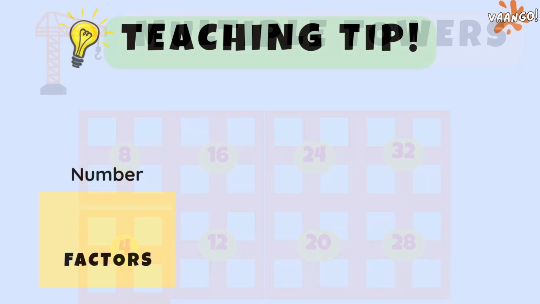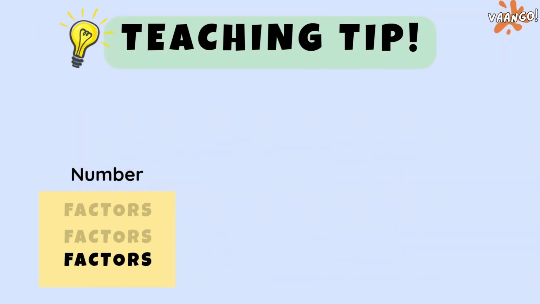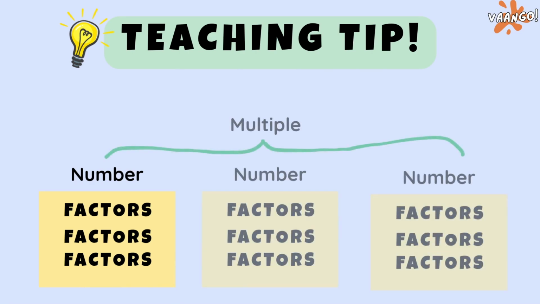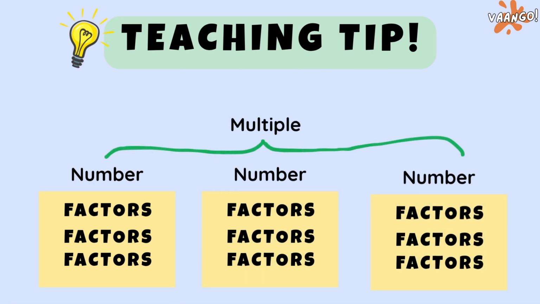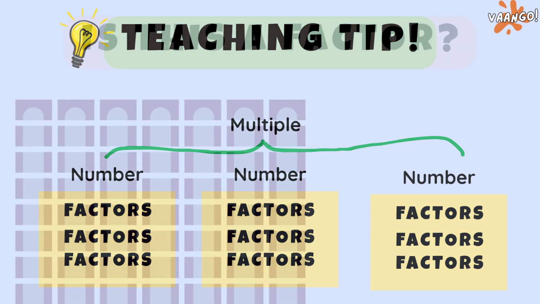Factors are numbers that fit exactly into a target number. Multiples are numbers you get by counting up in steps of the original number. This relationship helps students see how factors and multiples are two sides of the same building process. One fits inside the number, the other builds up from the number.